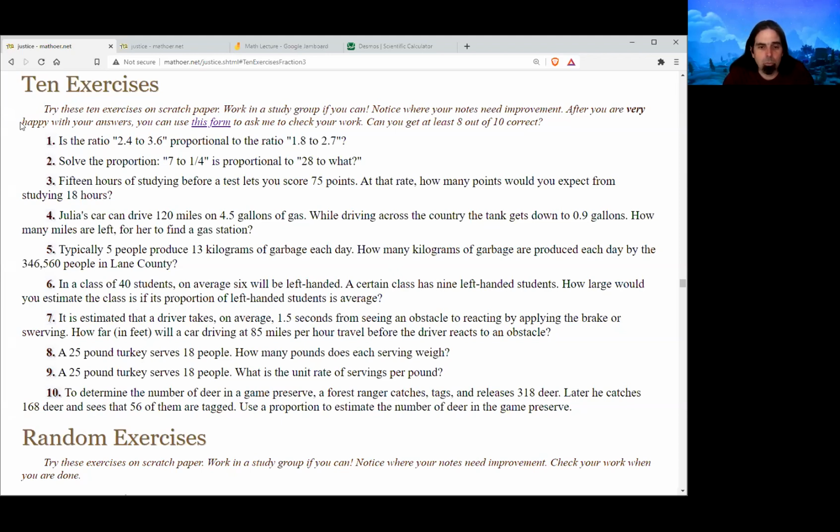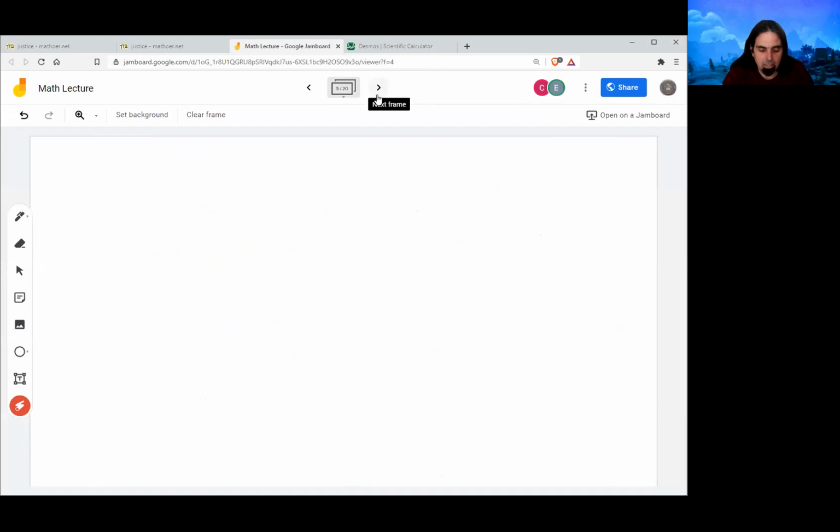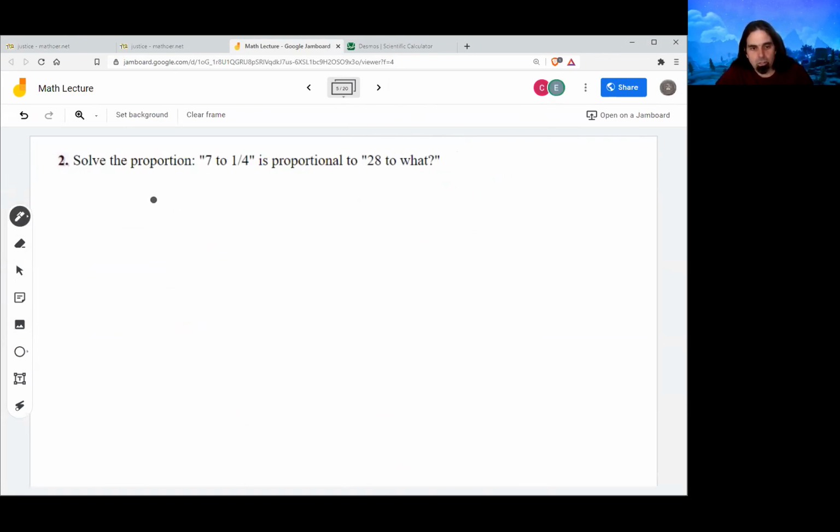Let me set up number 2, just in case somebody is watching this at home. This one is not a hard one, it's just worded awkwardly. It's saying, solve the proportion 7 to 1/4 is 28 to what? So wherever you see the word "to", that becomes a fraction bar. And then you would do the same thing, multiply, solve for y.